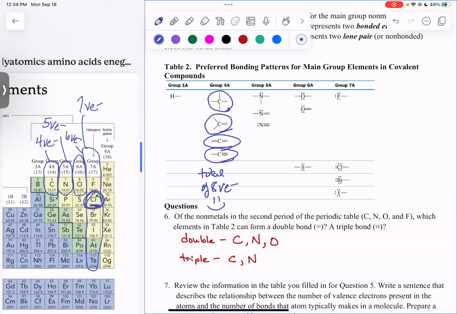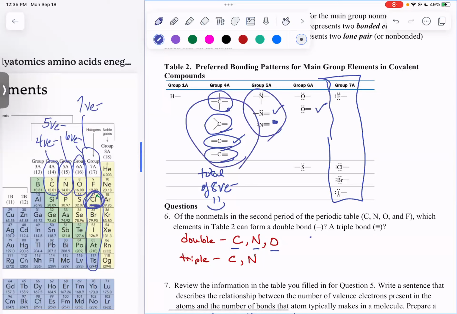So which ones can make a double bond? Well, carbon can make a double bond, nitrogen can make a double bond, oxygen can make a double bond. In order to make a double bond, you need to have a configuration that requires at least 2 electrons. If you have a 7A group element, they can only make 1 bond, so they can't make a double bond. So carbon, nitrogen, and oxygen. Triple bonds, you would need either nitrogen or carbon, because oxygen only wants to make 2, so carbon and nitrogen.